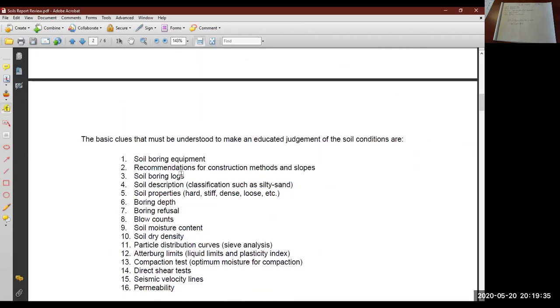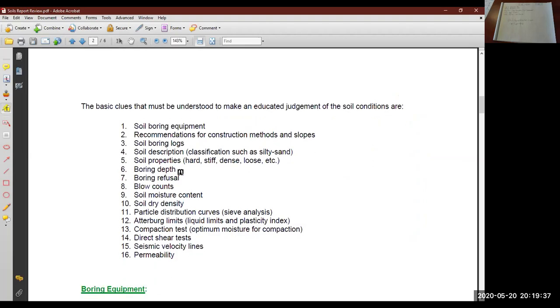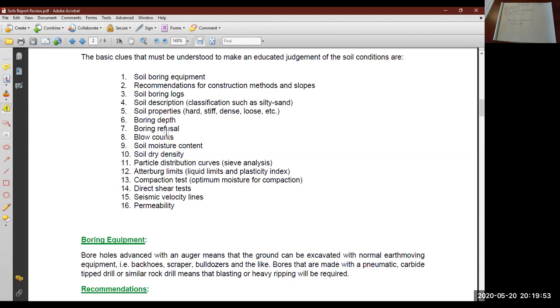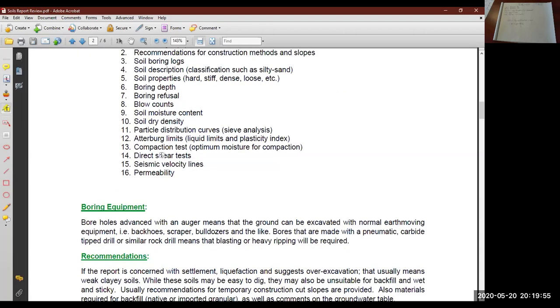So these types of clues are provided to you in the logs. Again, we'll have a look at an example log and I'll point out some of those items.